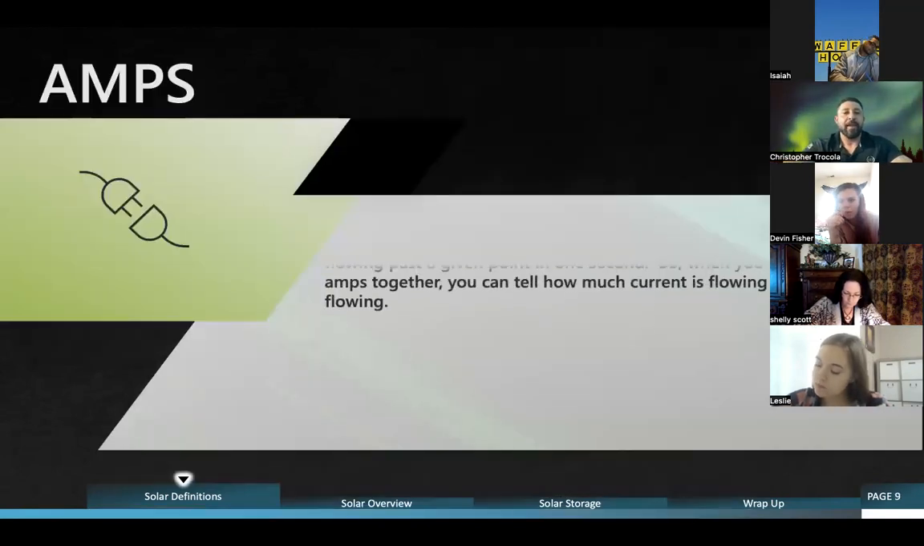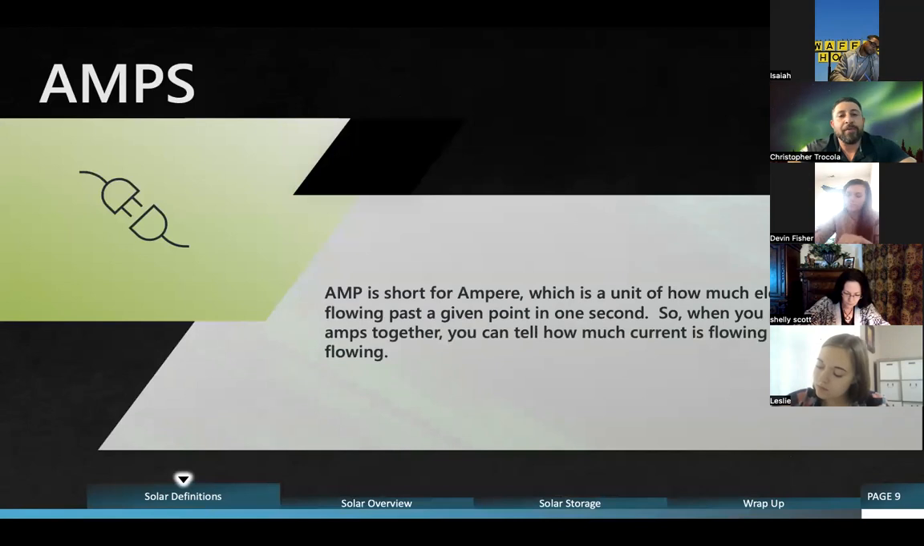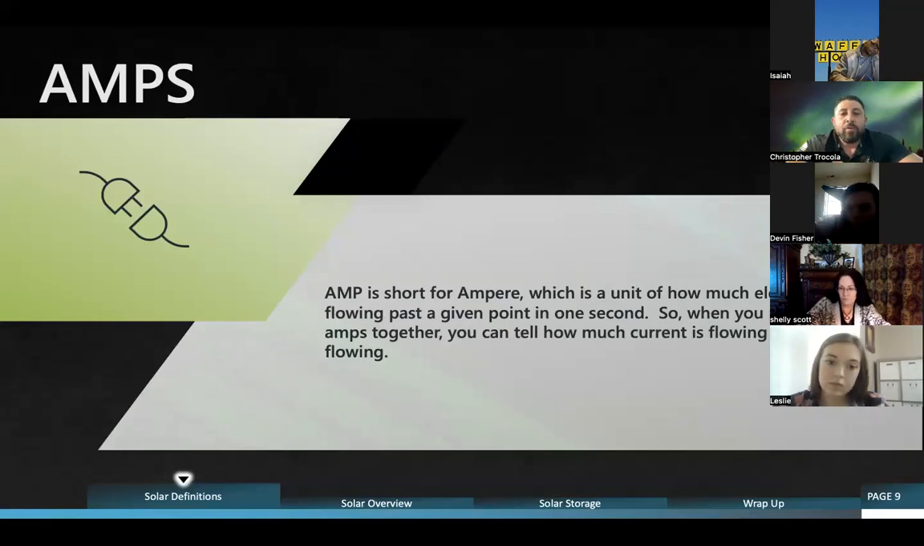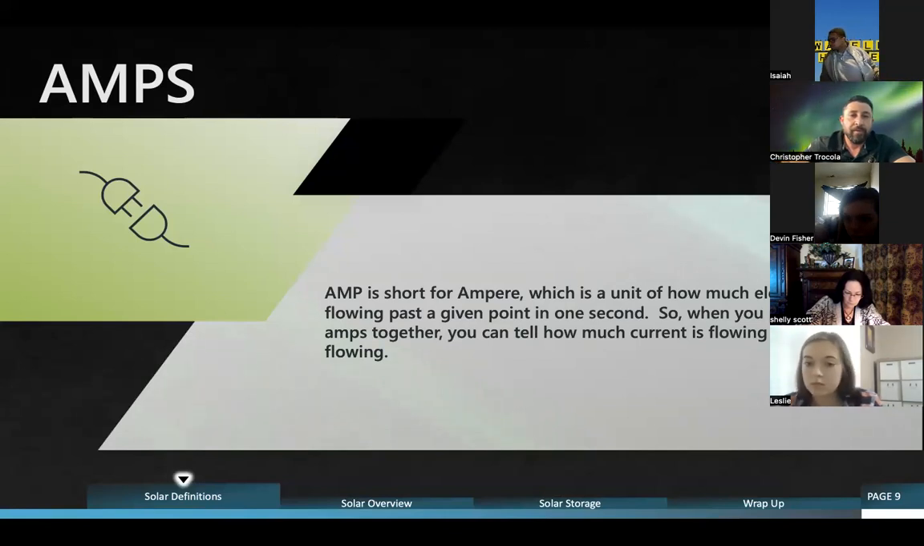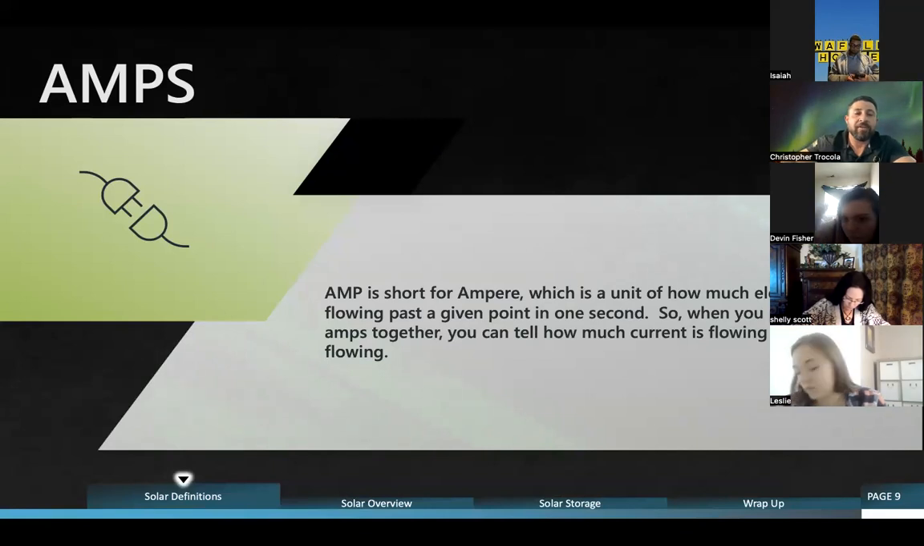Next one, amps. Amp is short for ampere, not for amplifier. Okay, just in case there's any musicians here that were curious. Which is a unit of electrical charge flowing past a given point in 1 second. So when you put volts and amps together, you can tell how much current is flowing and how hard it's flowing. So current is the flow, which helps manage the current. Okay, so that's what amps are.